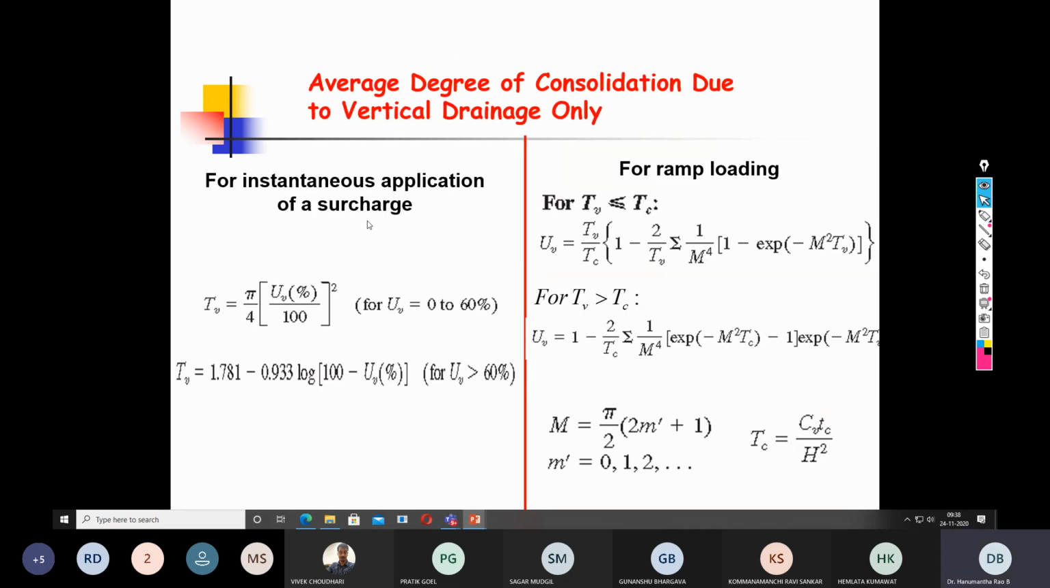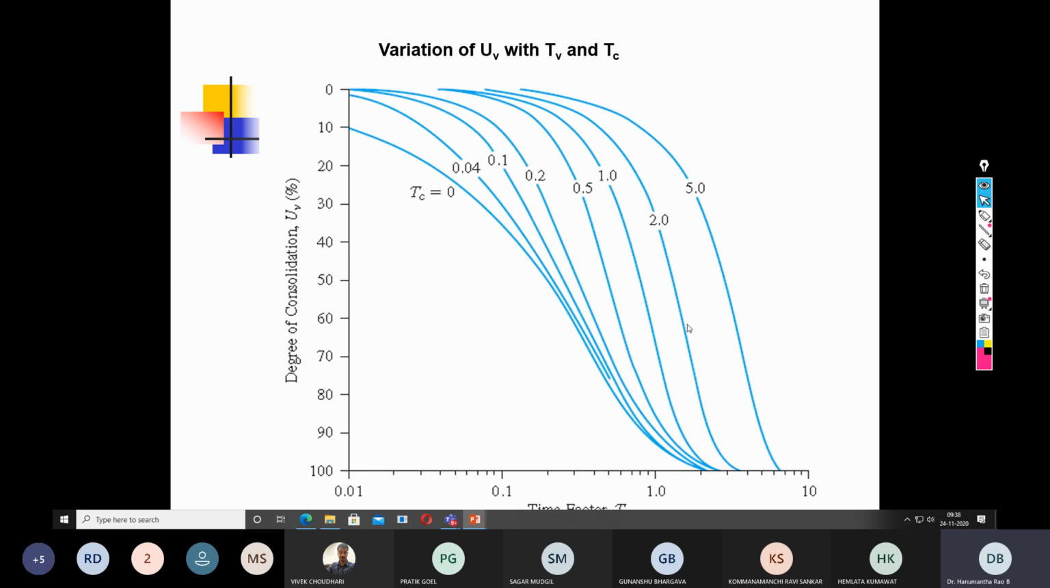Same thing for instantaneous application of the surcharge: the equation for time factor for degree of consolidation is 52.6, and equations for ramp loading, so for different time conditions up to application of the load and for constant load. So these are predefined charts to pick up the values of the degree of consolidation as a function of the time factor.